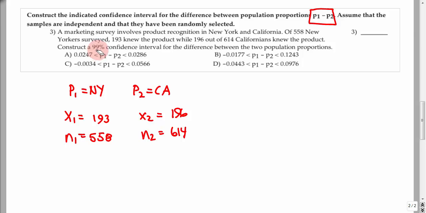The only other piece of information I should probably think about is this 99% confidence interval. So we need to know our confidence level is going to be 99%.